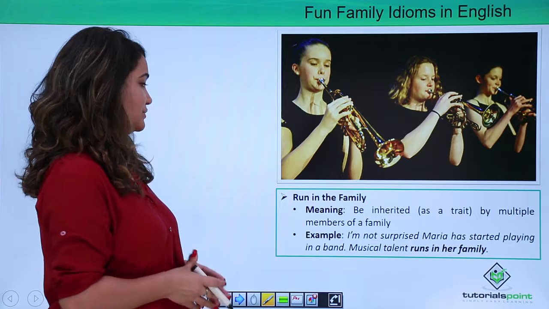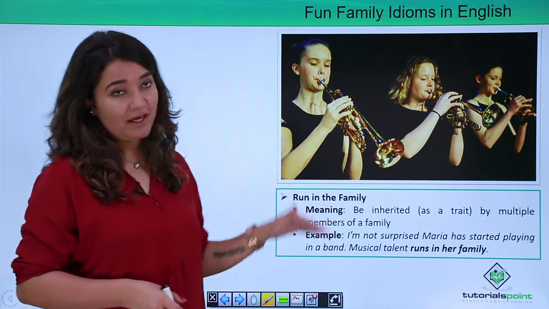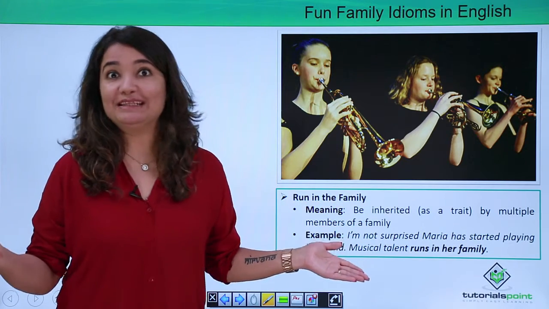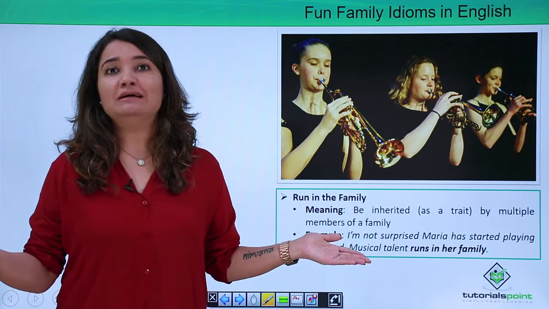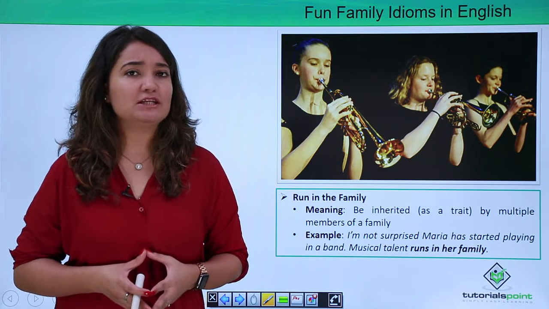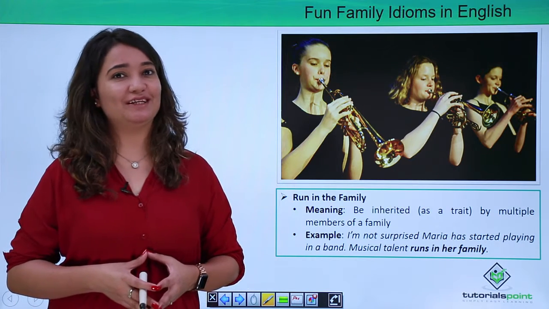Let's look at an example. I'm not surprised Maria has started playing in a band. Musical talent runs in our family. Well, yes, you might want to find out, even you might have inherited something that runs in your family. Definitely a good idea to find out.